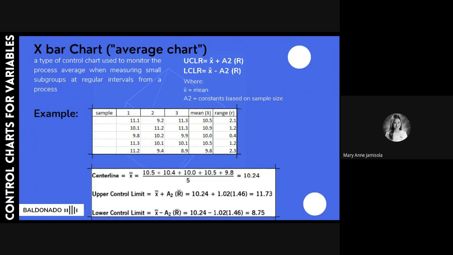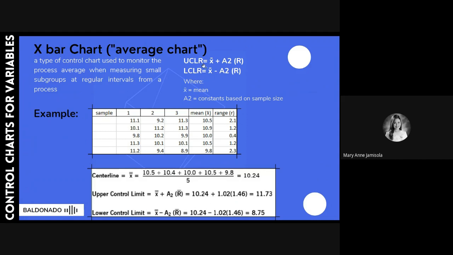And then second is the X bar chart. X bar means X with a bar on top, and that's why it's called X bar. X bar actually represents the average, so it is an average chart. This is a type of control chart used to monitor the process average when measuring small subgroups at regular intervals from a process.